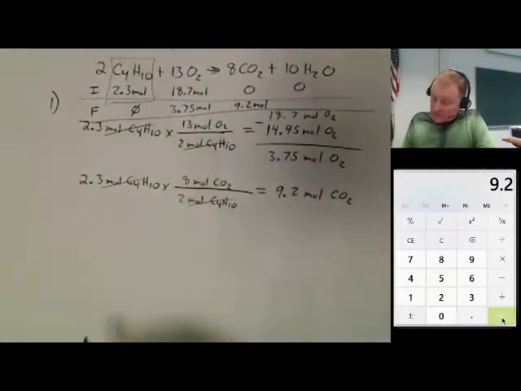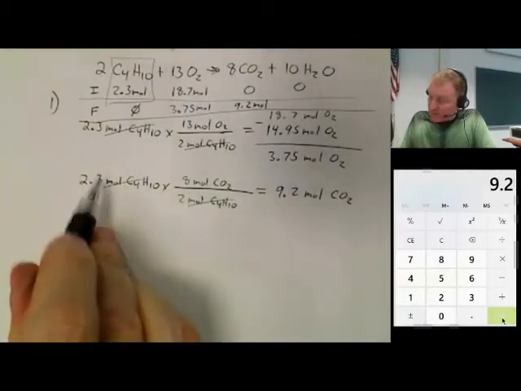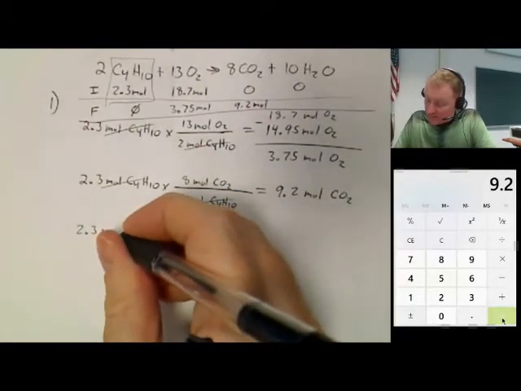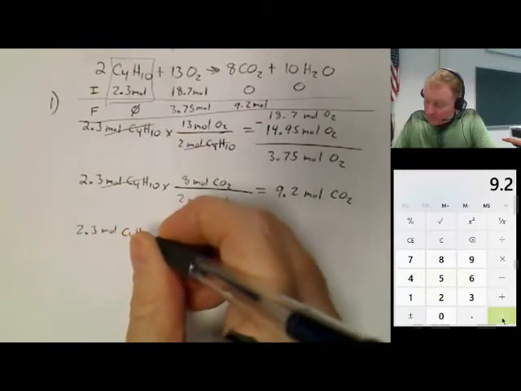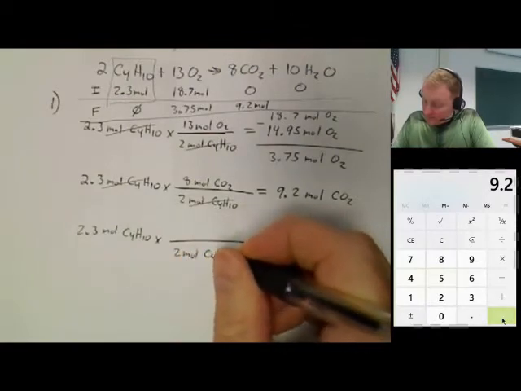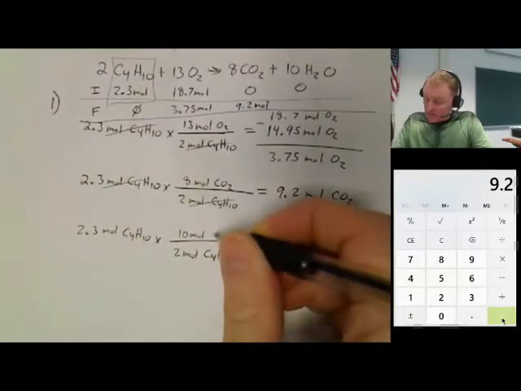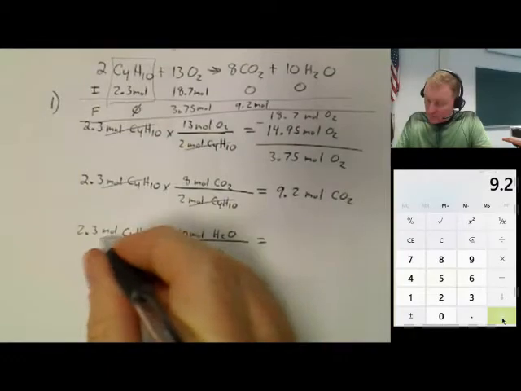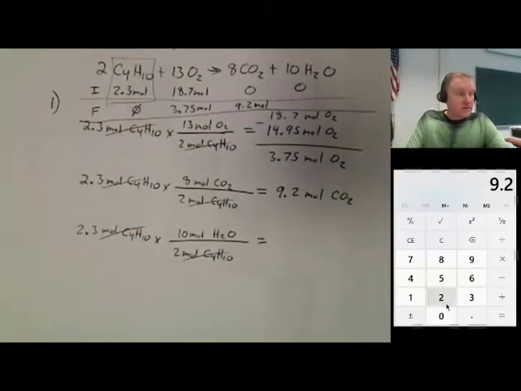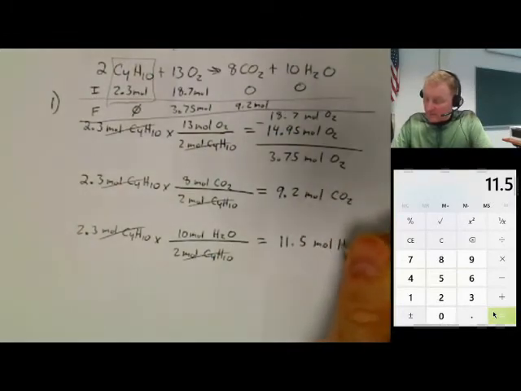And let's do one more. Let's go into water. So water, we have 2.3. Remember, I'm just going to always use the butane because that's what ran out first. That's my limiting reactant. Moles of butane. For every 2 moles of butane, I'm going to produce 10 moles of water. Moles of butane cancel out with each other. So this is 2.3 times 10 divided by 2, 11.5 moles of water.